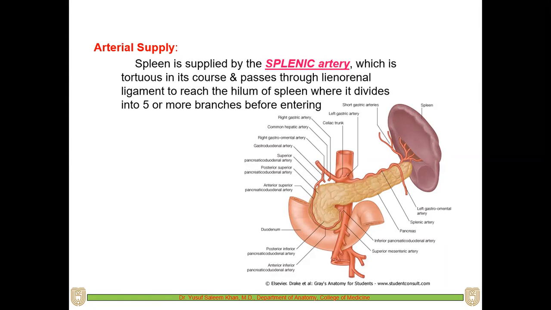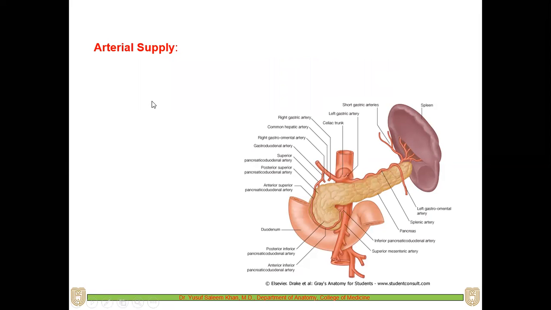Now coming to the blood supply of the spleen, it is supplied by a very important artery called the splenic artery. If you see here, this is the splenic artery. It is a branch from the celiac trunk. This is a very tortuous artery coming and entering the hilum of the spleen, which is tortuous in its course and passes through the lienorenal ligament as you saw here.